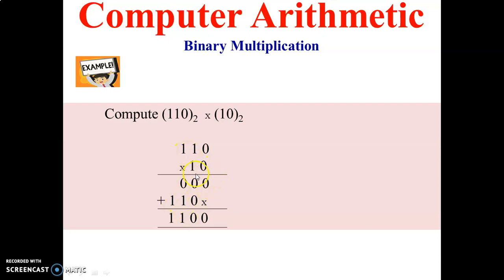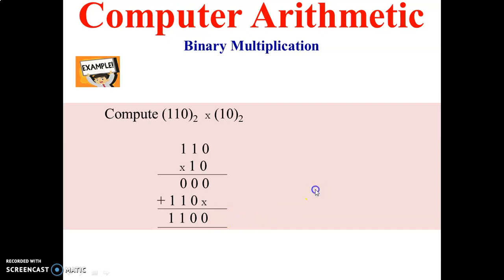Now for getting the result, we have to add these numbers as we did before in binary addition. So here we have the result: 0, 0 plus 0 is 0, 0 plus 1 is 1, and 1. So the result is 1100. This is the way to multiply binary numbers.